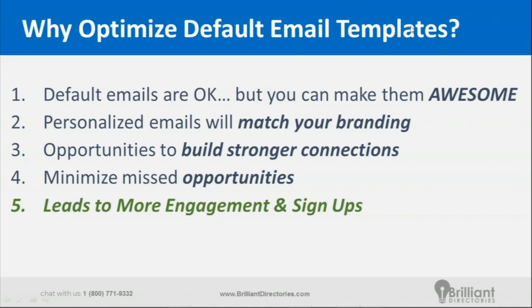If you do a good job of the branding and the messaging and making them overall awesome, you're going to be building stronger connections, and you're going to be minimizing missed opportunities. And I really want to highlight that, and I won't give too many details, but as we go through these slides, it's all about being creative. When you identify that this is an important email because the Brilliant Directories system sends it out automatically, so I know that there's a high volume of these emails going out, I need to take some time and think, if somebody receives this email, what is an opportunity I can create for my website? And we're going to outline some of those different opportunities.